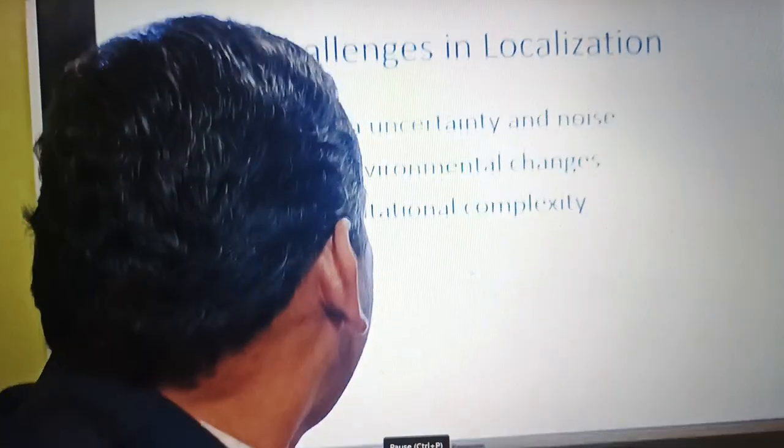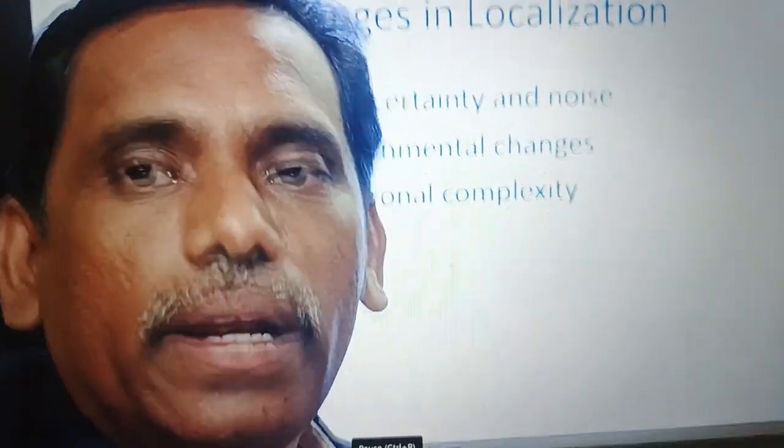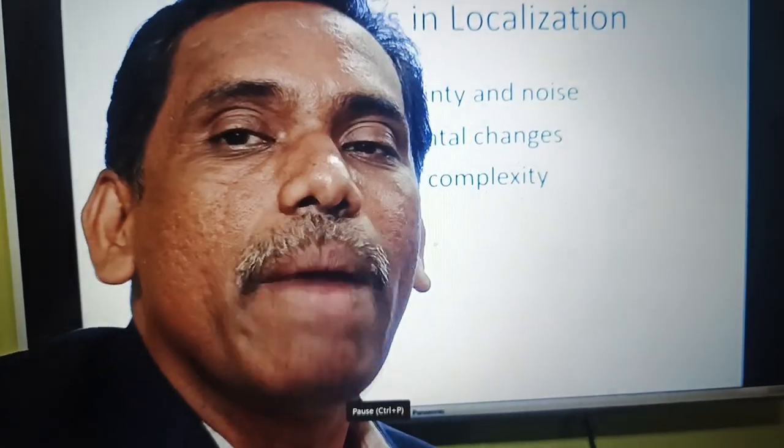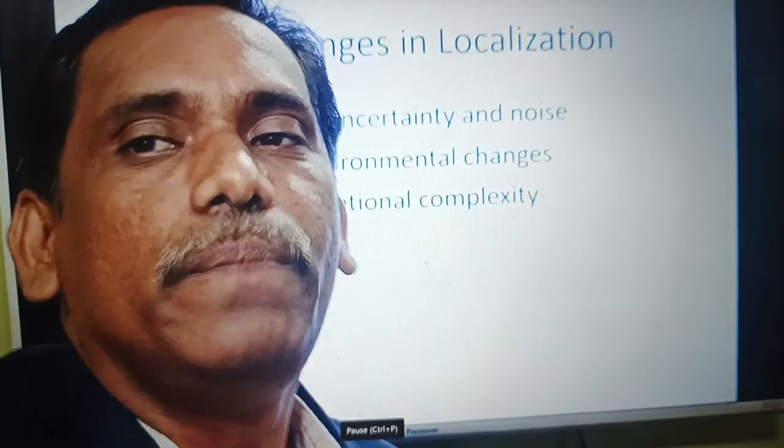Dynamic environmental changes. This is the second one. In dynamic environments, people and vehicles create difficulties in mapping and localization. The robot must constantly update its position and adapt.